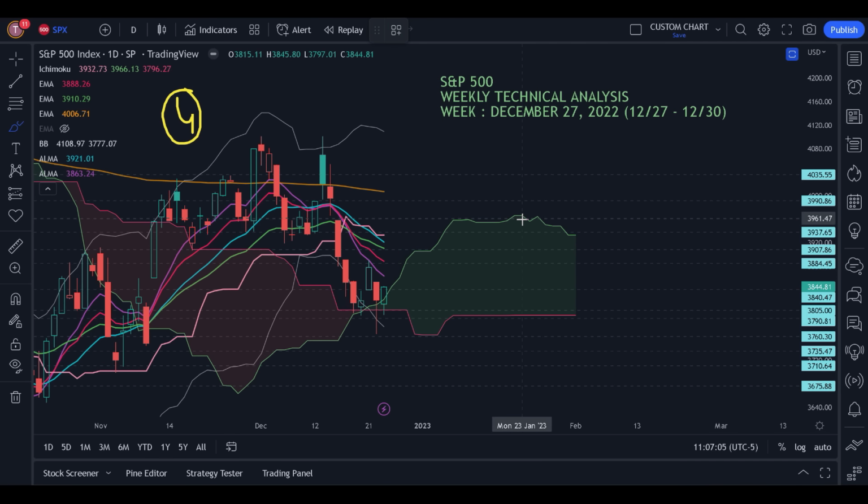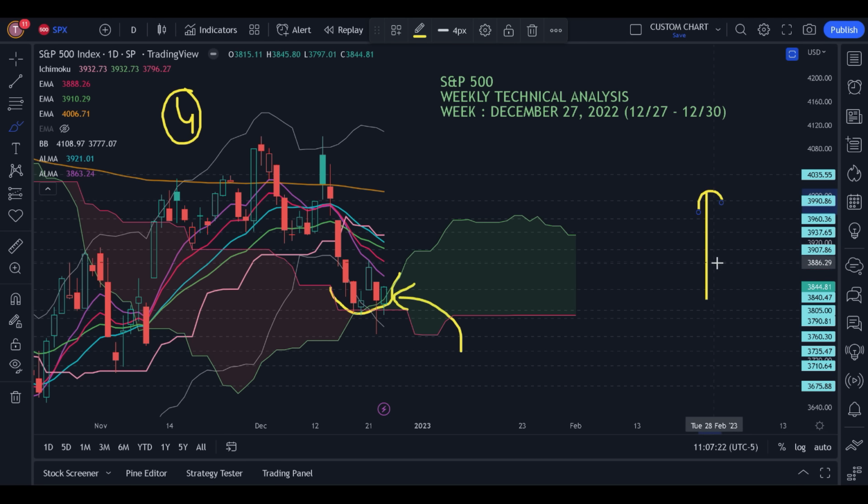So guys, in the technical analysis of the S&P 500 on the daily chart, first comes the Ichimoku cloud. If you notice, surprisingly, the S&P 500 was able to close on a daily basis in the previous week above the Ichimoku cloud. This means that the S&P 500 is clearly bullish through the Ichimoku cloud, because it has closed above it.